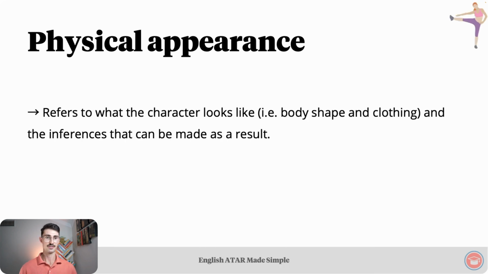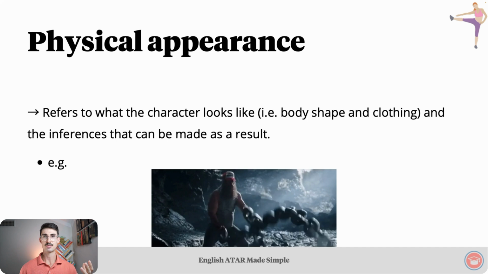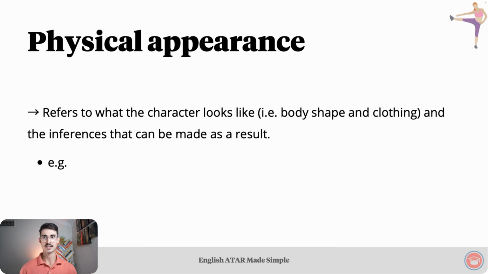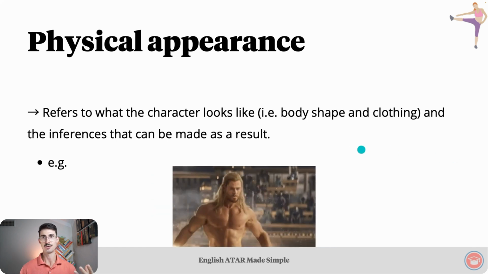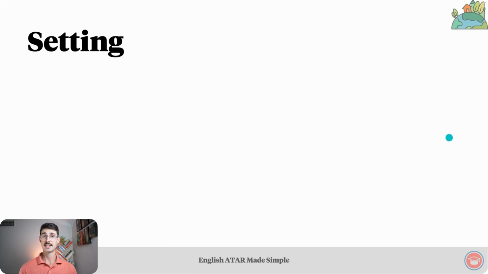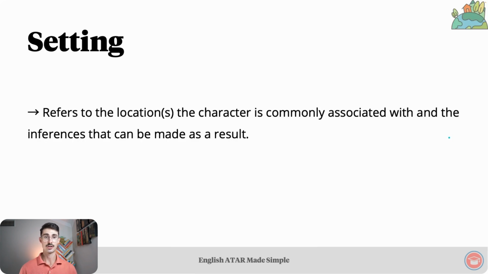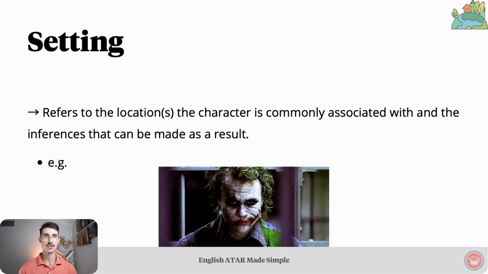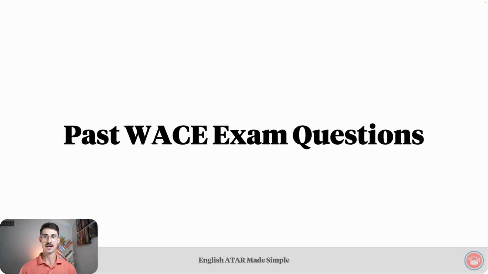Physical appearance. This refers to what the character looks like, for instance, body shape and clothing, and the inferences that can be made as a result. Example, we've got Thor in Avengers Endgame versus Thor in Thor Love and Thunder. Lastly, setting. This refers to the location or locations the character is commonly associated with and the inferences that can be made as a result. Example, let's say you're introduced to a character who's sitting in a prison cell. That's all the conventions of characterization.